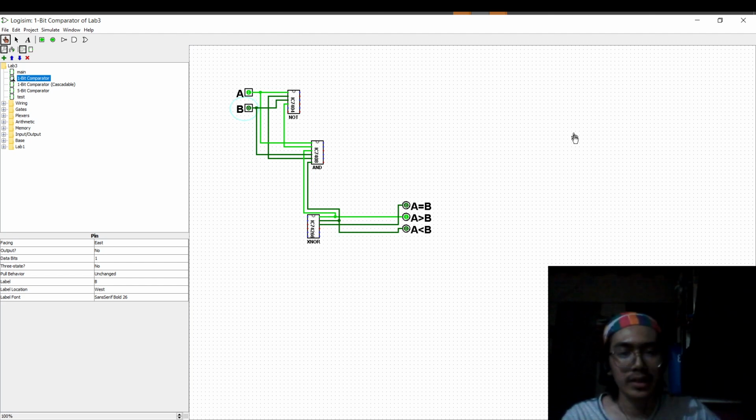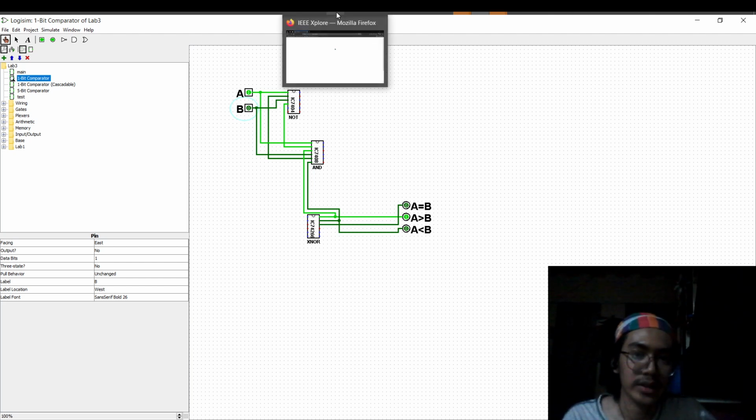But the problem arises: what if we want to compare more than one bit? So we now create a cascadable 1-bit comparator. In the case where we want to compare more than 1 bit, let's say 16-bit or 32-bit, we just cascade this 1-bit comparator to each other until we reach the desired amount of bits to compare.